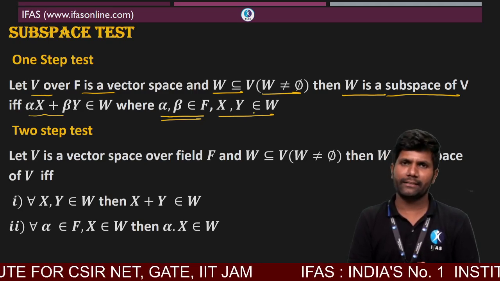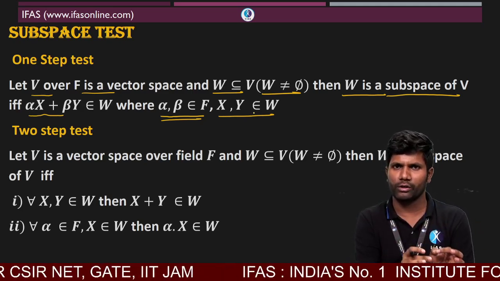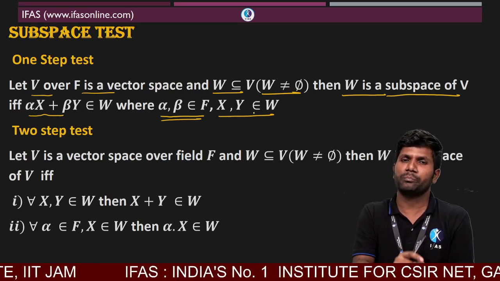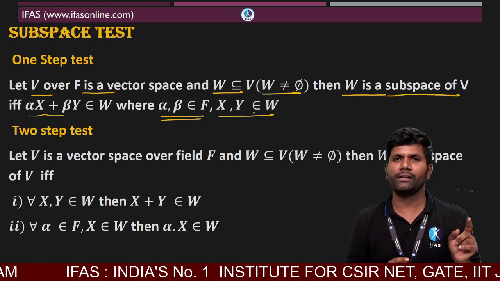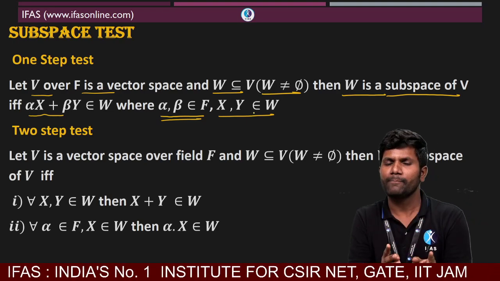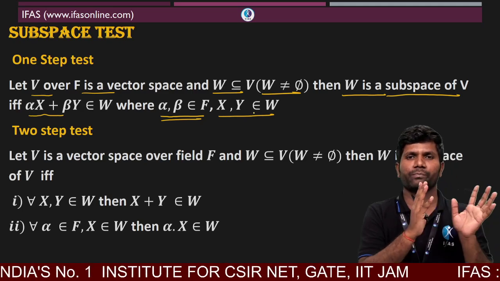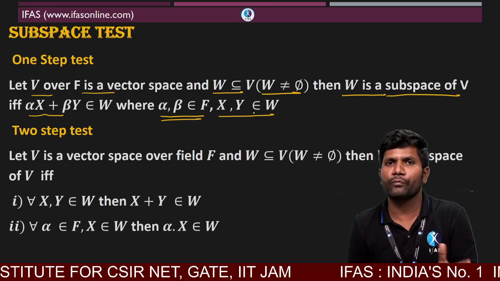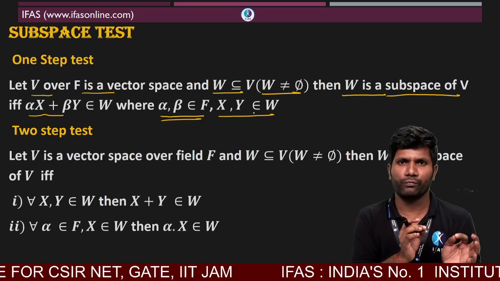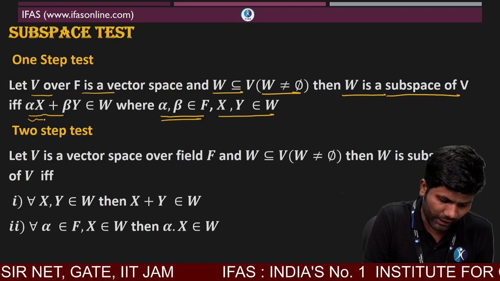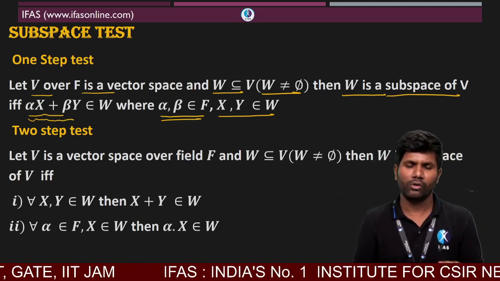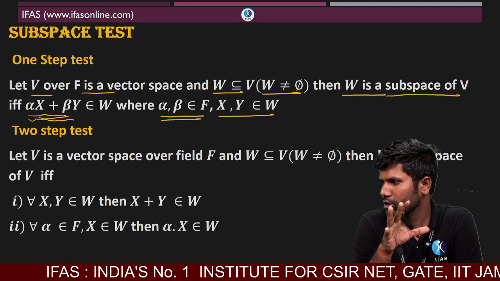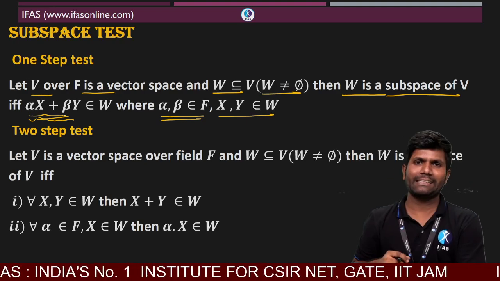So the one step test is saying that suppose V is a vector space and W is a non-empty subset of V, then W is a subspace of V if and only if alpha x plus beta y also belongs to W, for every alpha, beta belonging to the field and x, y belonging to W. If a certain subset W satisfies this condition, then we can say that W is a subspace of V. So in this test we can verify whether the given subset is a subspace or not in one step. That's why this test is called the one step test. So now we will see the two step test.